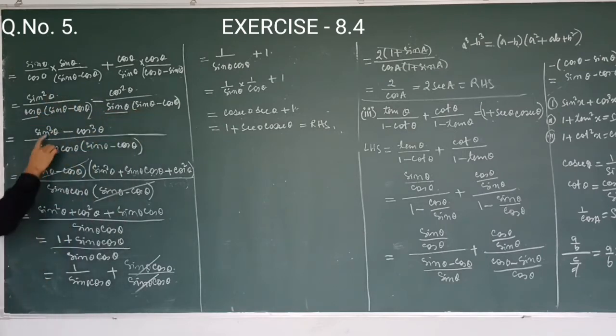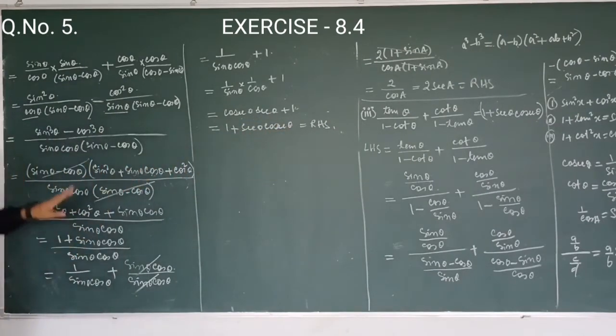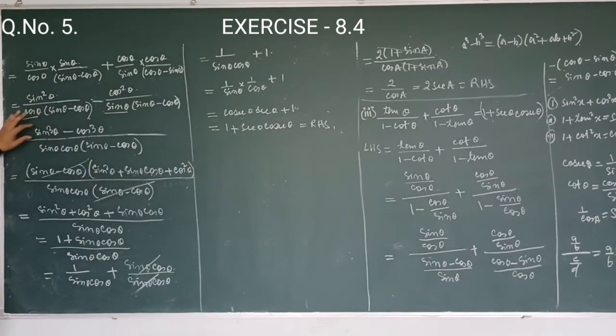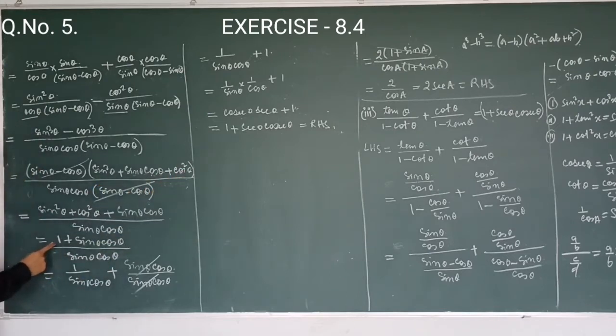Okay, so we get sin cube theta minus cos cube theta. For sin cube theta minus cos cube theta, we are going to use the a cube minus b cube formula here. Then after using the formula, this term is cancelled. After this term cancels, I will take sin square theta cos square theta equal to 1. Okay, then this portion remains here.